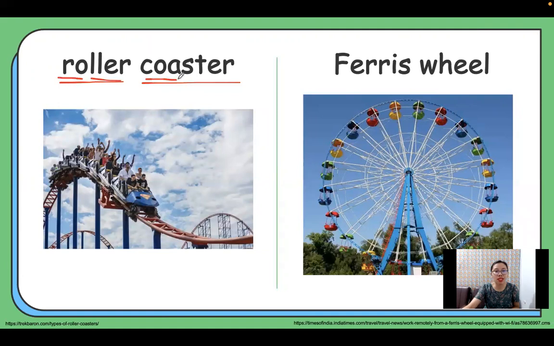Roller coaster. Have you ever tried riding a roller coaster? Yes or no? Yes, okay. It's very fun.